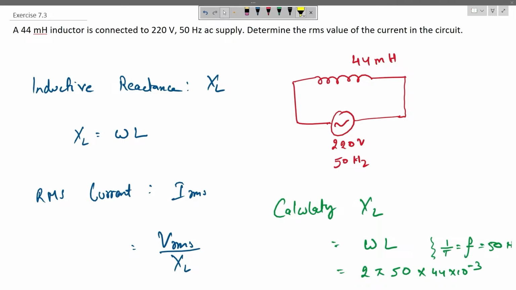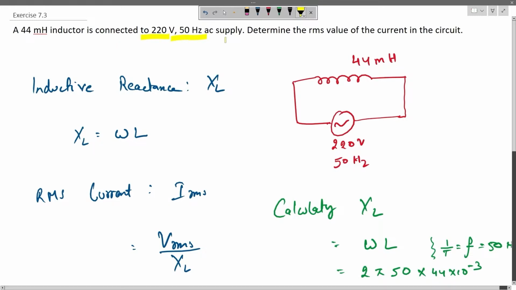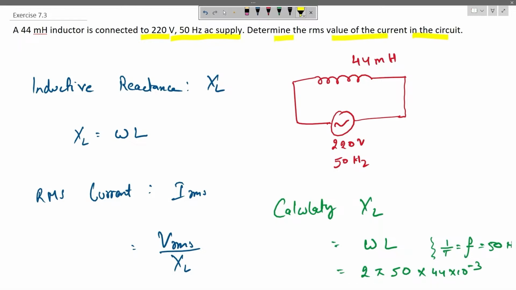The question says that a 44 millihenry inductor is connected to a 220 volt, 50 hertz AC supply. Determine the RMS value of the current in the circuit. Now we can pictorially represent this question in this form.